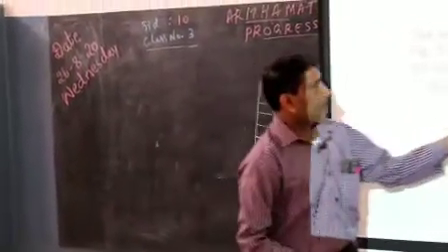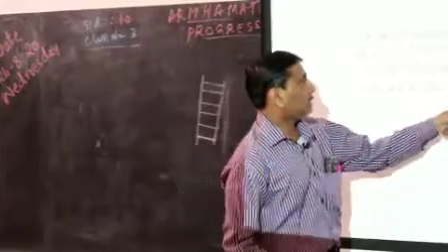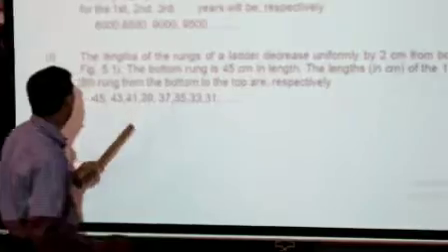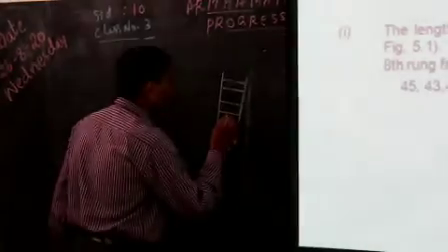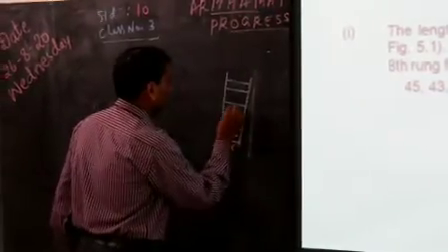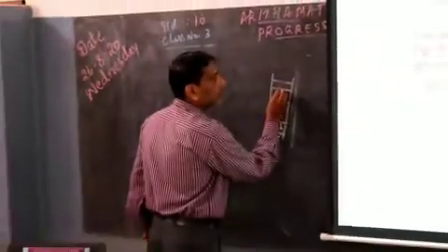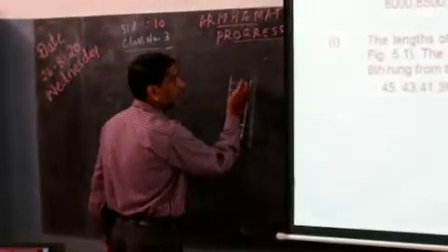So, bottom to top. The bottom rung is 45 cm in length. See, the bottom length is 45. Then the lengths in centimeters of the first, second and third rungs follow. It is decreasing. Again, it becomes 43, then 41, 39, then 37 and 35.